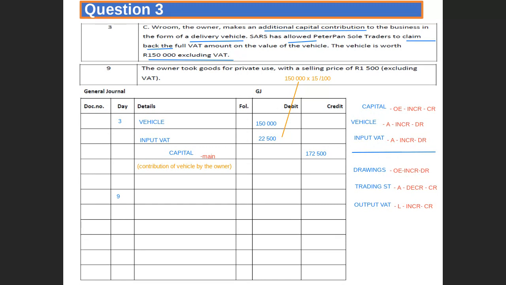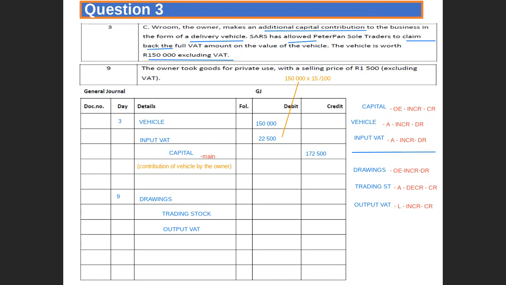So, which account must I start recording according to you? I told you the procedures. Which account must I start with? And they said drawings. Do you all agree? Drawings. And then which account must I record next? Trading stock. And then I must also have output VAT.